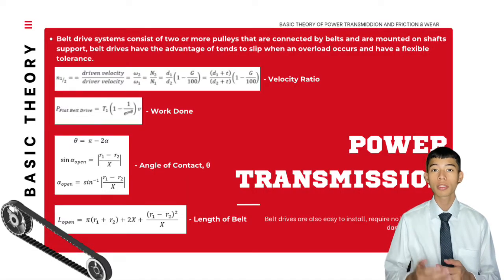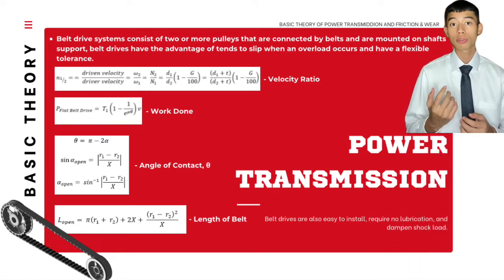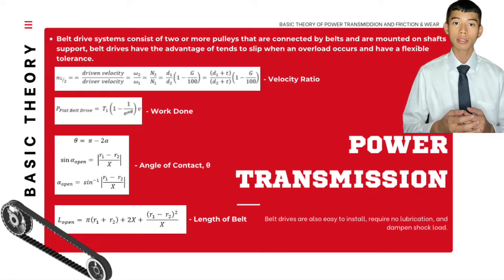The basic theory of power transmission: machine parts perform specific purposes. The power transmission process transfers motion from one shaft to another. Belt drive systems are also called friction drives, because power is transmitted as a result of the belt's adherence to the pulley. Belt drives are also easy to install, require no lubrication, and dampen shock load. In power transmission, velocity ratio, work done, angle of contact, and length of belt need to be considered to calculate and analyze every problem related to the principle of power transmission.